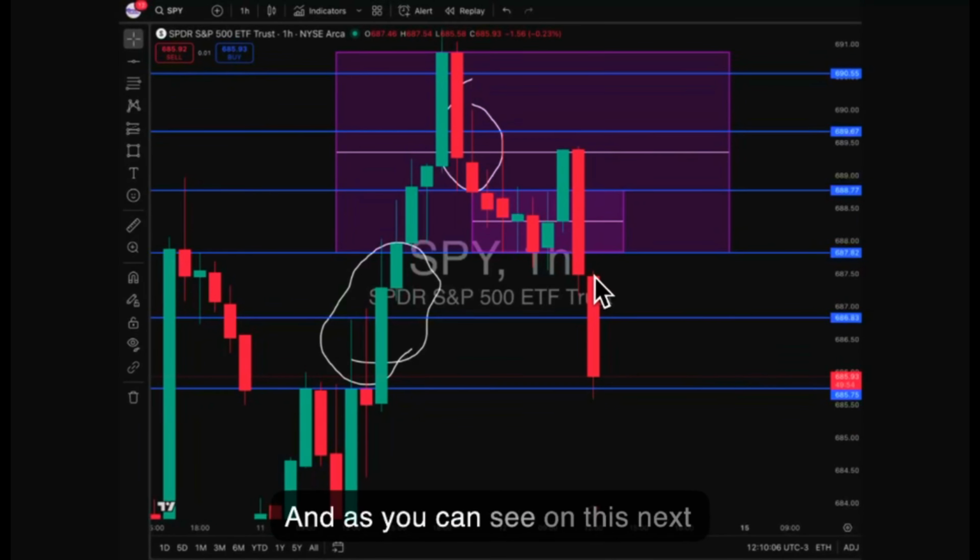As you can see on this next candle, we did not go up. We held pretty nicely, and you can use that as an entry to the downside and just set the stop loss. And as you can see, this one ended up hitting that first and that final TP there.